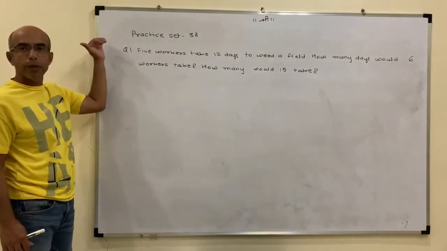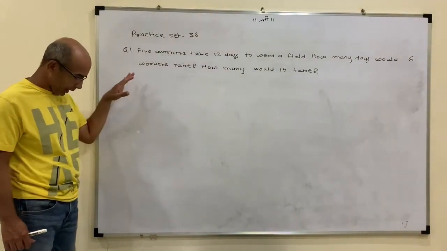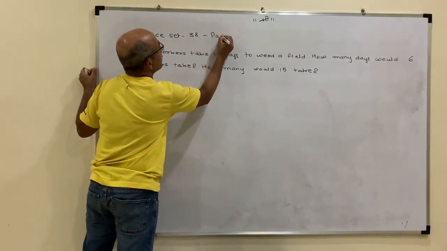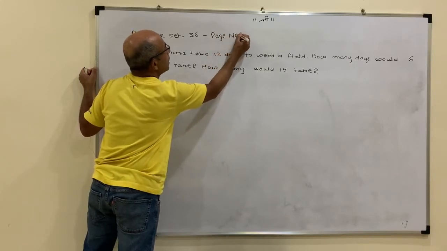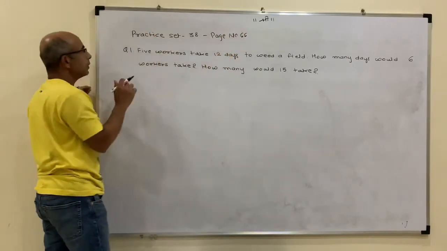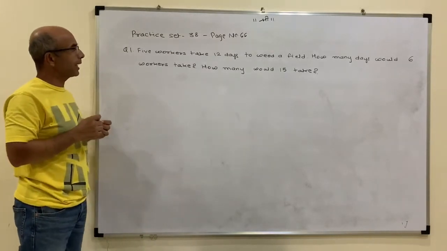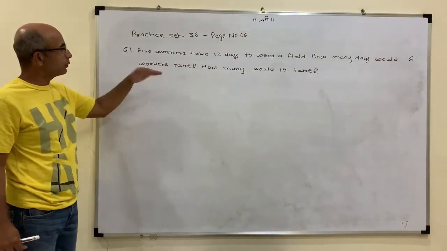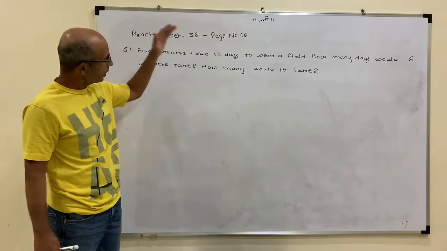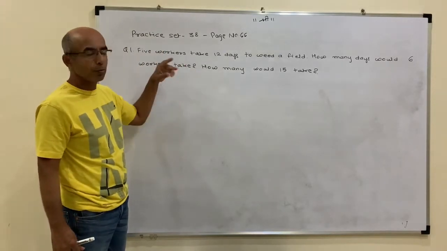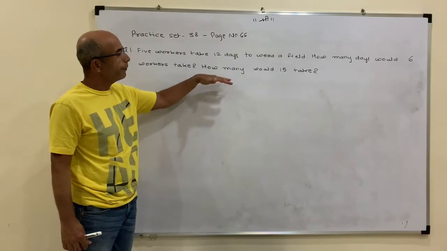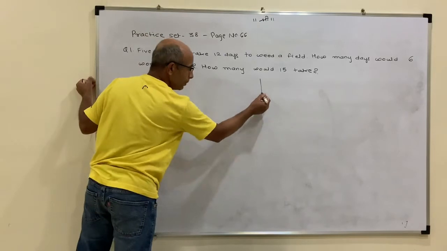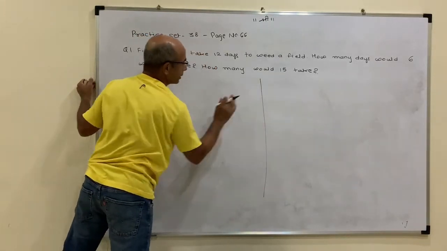Now we are moving on to practice set 38, which is on page number 66. Question number 1: 5 workers take 12 days to weed a field. How many days would 6 workers take? Then they have another sub-question. There are 2 answers to be found in this question. How many days would 15 workers take? Now see, we'll solve one part on this side, and the other on this side.